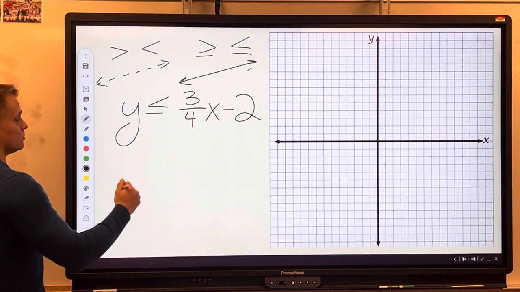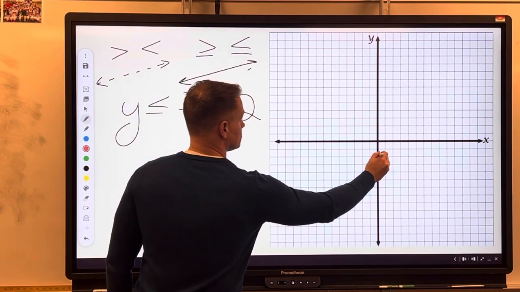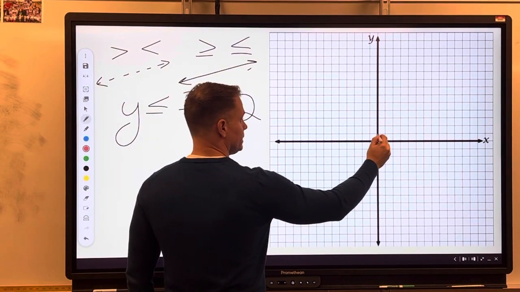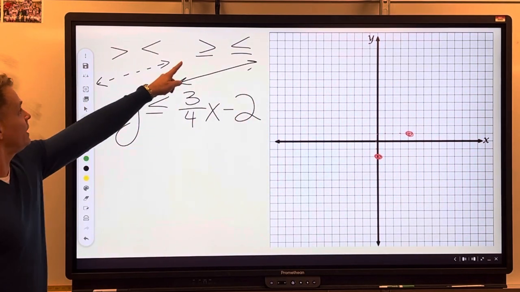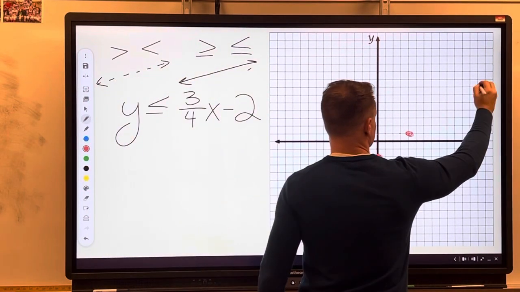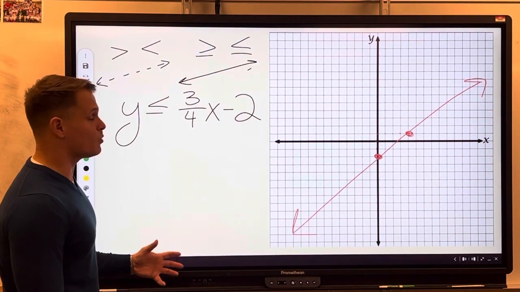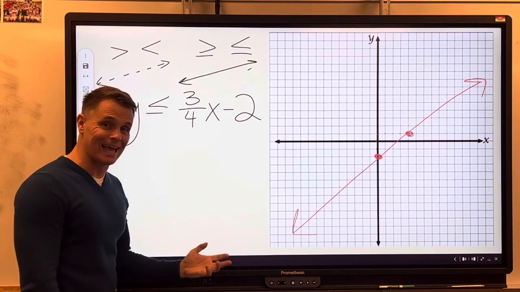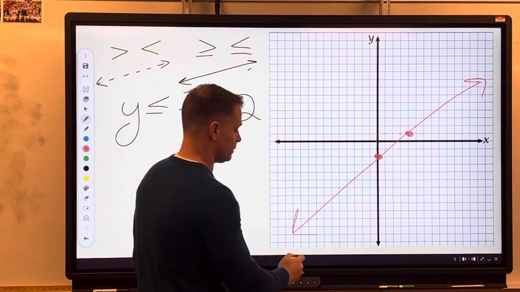Okay, let's check it out. The y-intercept is -2. The slope, I'm going to go up 3 and over 4. Up 1, 2, 3, over 1, 2, 3, 4. It is a solid line. And let's see what it says. Where do I shade? Do I shade above or below? It says y is less than this. Well, if y is less than that, I shade below it.